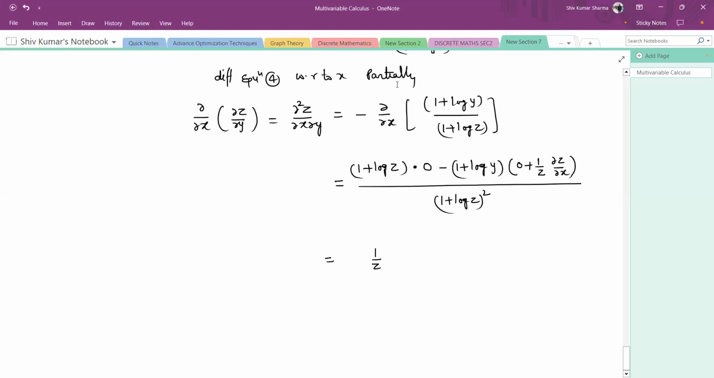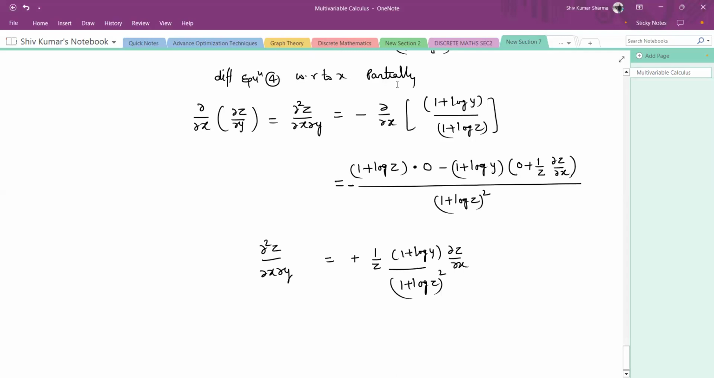Okay, so we write this as 1 upon z. There is the negative sign also, so we have a negative here. The negative into this negative, because the first term will be 0, gives us a positive sign. And here we write 1 plus log y into del z upon del x upon 1 plus log z to the whole square. So this is the value of del square z upon del x into del y.